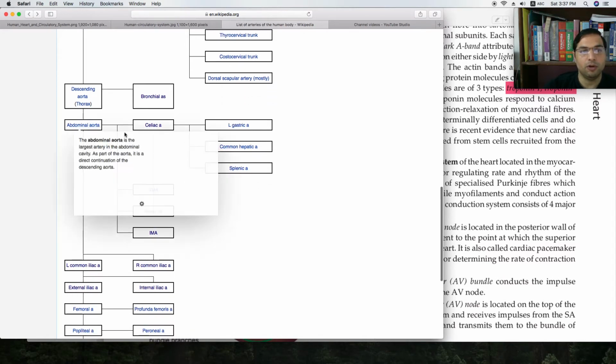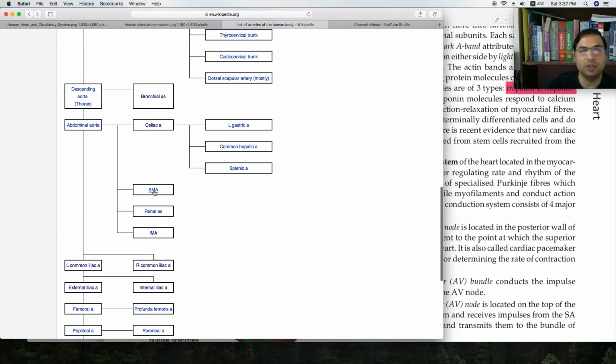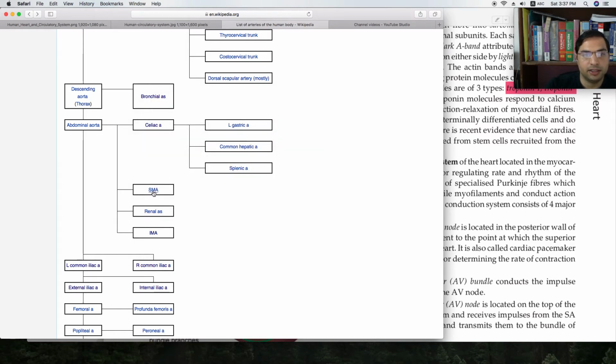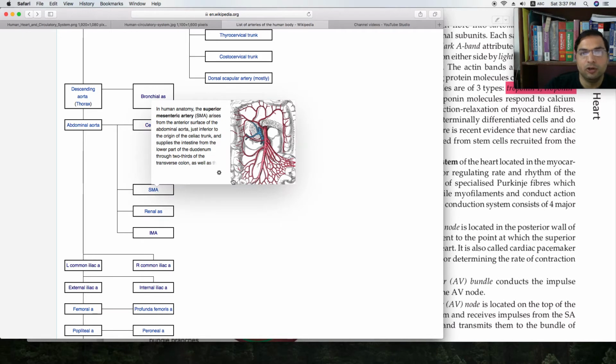This abdominal aorta gives its second branch as the superior mesenteric artery. The superior mesenteric artery supplies the small intestine, after the duodenum, and also the transverse colon and the ascending colon, it supplies their blood supply.